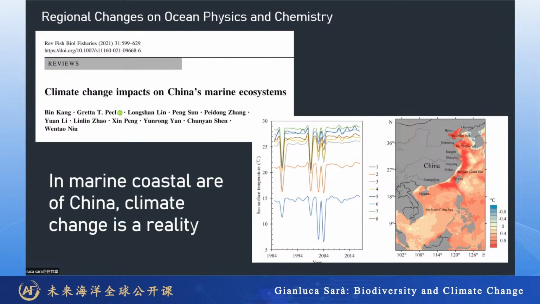Which is the situation in China? China is like other regional places in the world. Other regions are subjected to increasing temperature or just in general to climate change impacts. In this case, for example, in this paper, they simulated the effect of climate change or increasing temperature in the water masses along the China coasts.